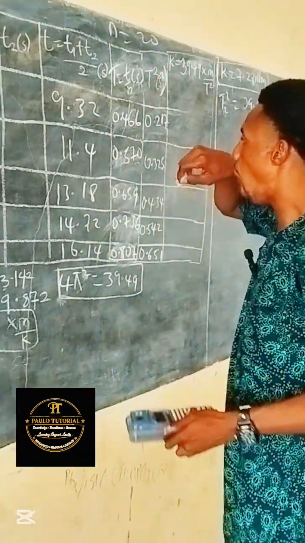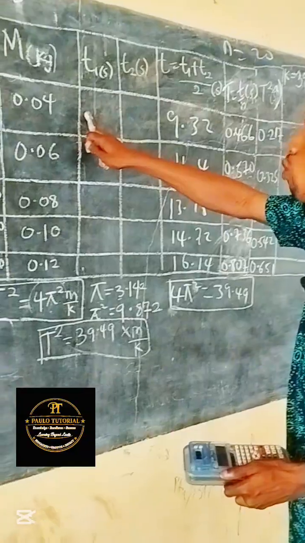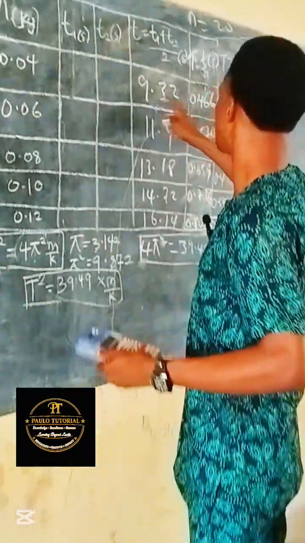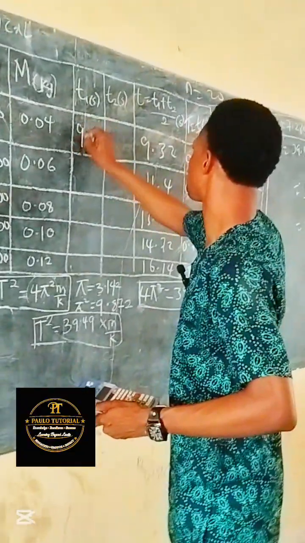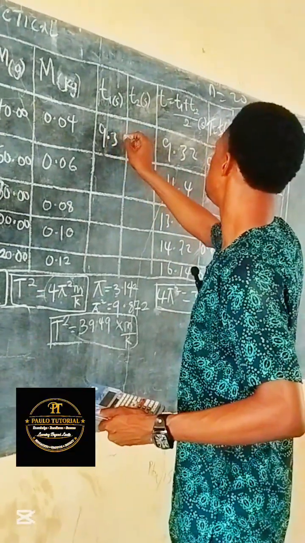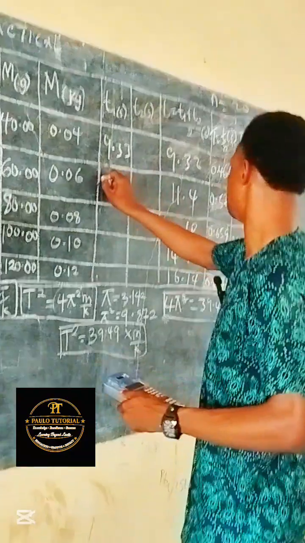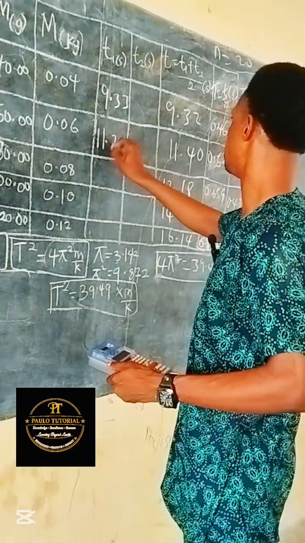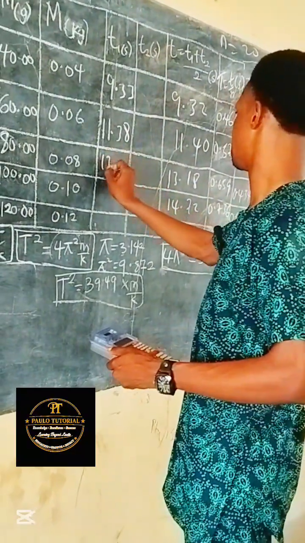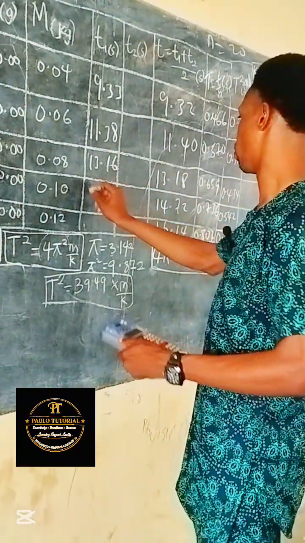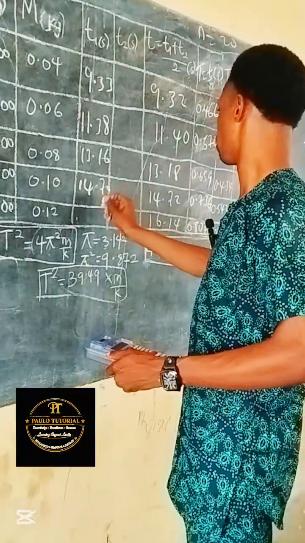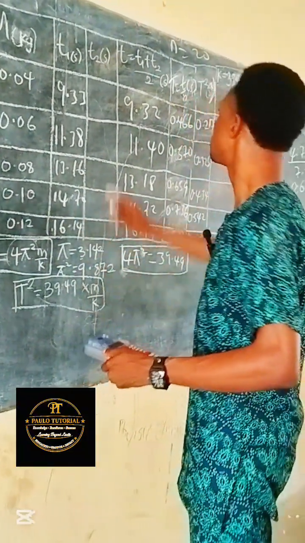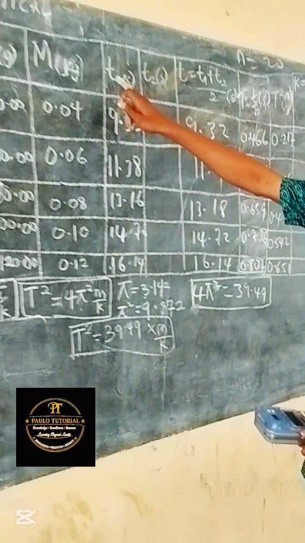16.14. Now I'll also get this T1. For me to get T1, I can predict this T1 and compare it with this one. My T1 should be 9.33. So for this one, I'll predict it should be 11.38. This one should be two decimal places, 0.38. I'll predict this one to be 13.16, this one to be 14.70, and this one to be 16.14.